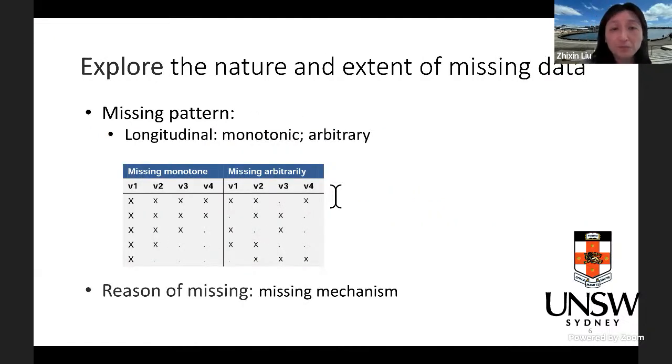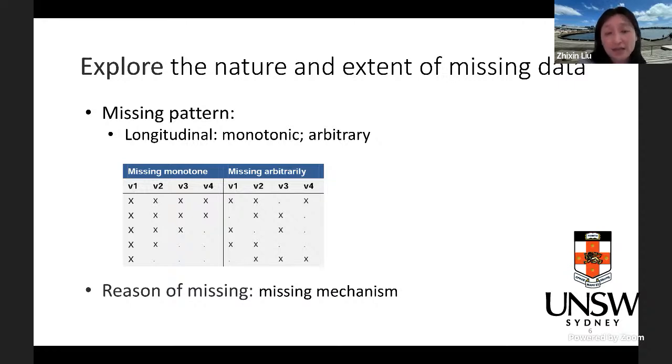So another point to explore is the missing pattern. Like in the longitudinal study, the graph shows it could be monotonic, which means if patients drop out, they never come back. So one cell is blank, then all the cells following are blank. And they can also be arbitrary missing, which means they can drop and come back, drop and come back. So there's an irregular pattern here.